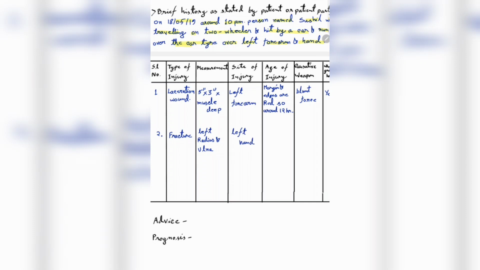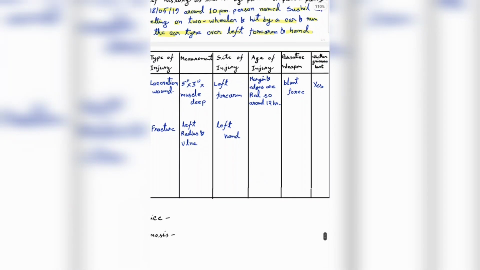Next, the age of the injury. We cannot determine the age of the fracture, so we don't need to write the age of the injury as it is a fracture. Then the causative weapon is also the blunt force, and it is grievous hurt absolutely, because there is pain, so it is a grievous hurt.